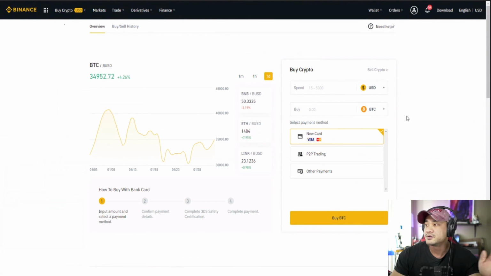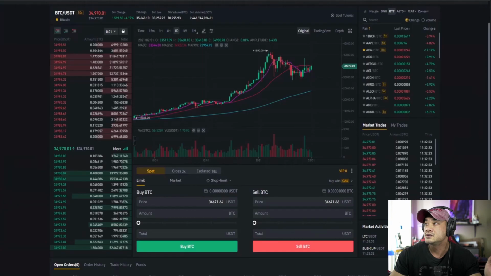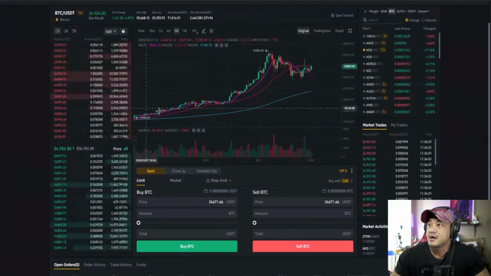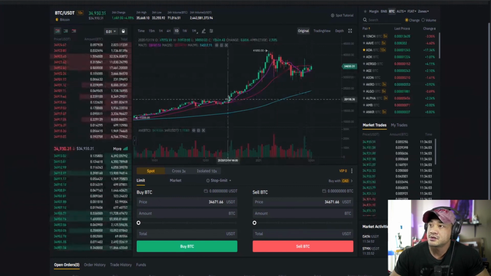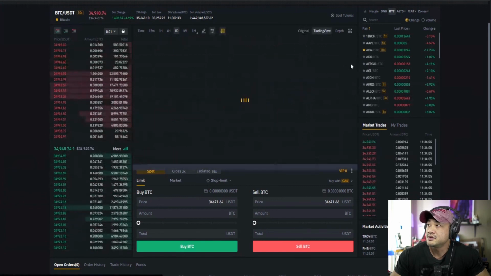So anyway, assume you got your crypto on your Binance account. What you do next is these are the spot market. You're going to be greeted with the screen. You're going to have this nice candlestick chart. They have their own, but I prefer using the TradingView one.